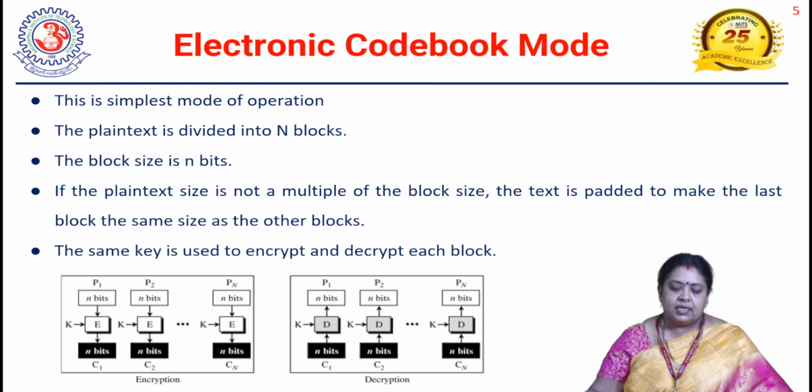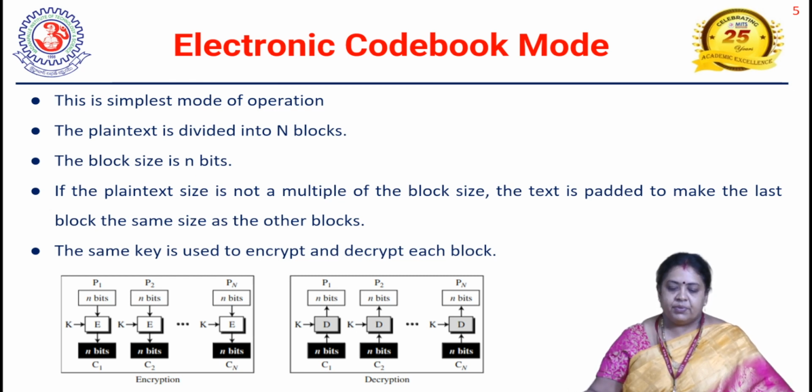The same DES algorithm will be followed here, or we can call it AES. Like that we are going to have separate ciphertext blocks. That's the encryption process. This is the simplest mode of operation. We are not going to do anything, we just divide the plain text into fixed size blocks, and we apply the encryption algorithm on the blocks of text.